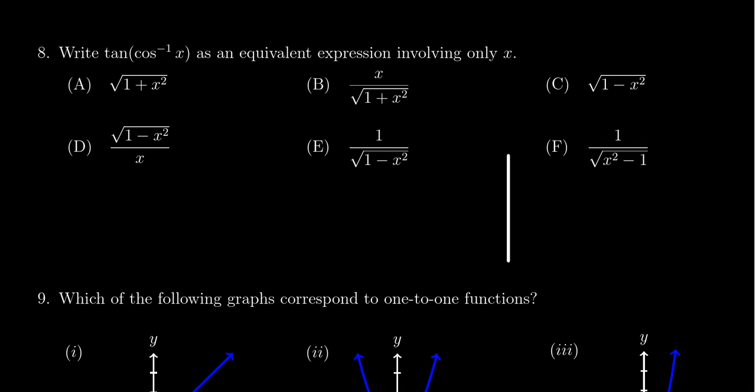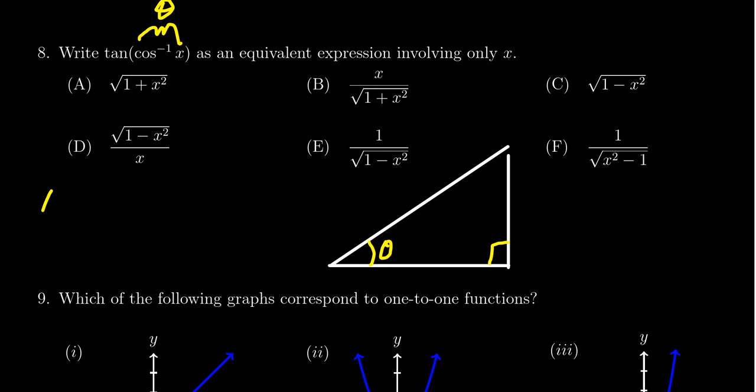And so my recommendation is to use a triangle diagram to help you handle these types of problems right here, in which we're going to be considering the angle theta. But what is theta right here? Well, the inverse trigonometric function is the theta value. So we have that theta is equal to cosine inverse of x. Well, since theta is equal to cosine inverse of x, that means cosine of theta is equal to x.